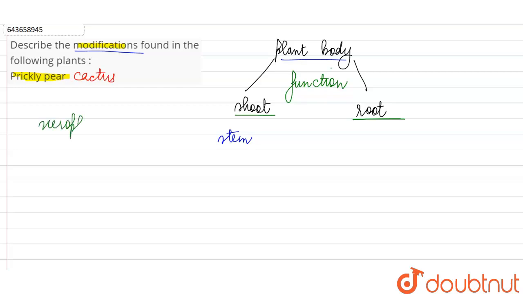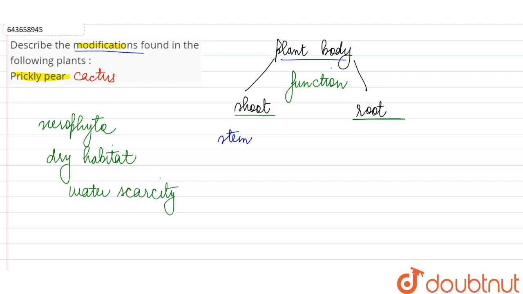The cactus plants are examples of xerophytes because they are found in very dry areas. They live in very dry habitats, which means that water is not available in a good quantity. There is scarcity of water, there is lack of water. So, in order to survive in such a small quantity of water, the stem in such cactus plants shows modification.